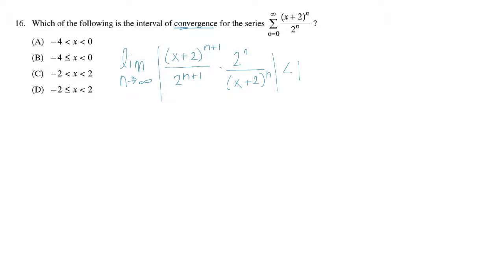And so let's do some reducing. We have the limit as n approaches infinity. Absolute value, those n's are going to cancel, and this 2 to the n and that n. So it looks like we're left with x plus 2 in the numerator over 2 in the denominator, and that has to be less than 1. And when we do our limit, we're just left with the absolute value of x plus 2 over 2. And I'm going to go ahead and multiply that 2 over to the other side.